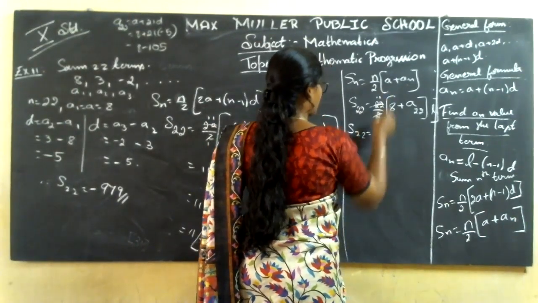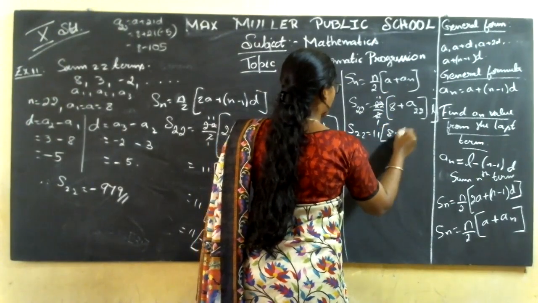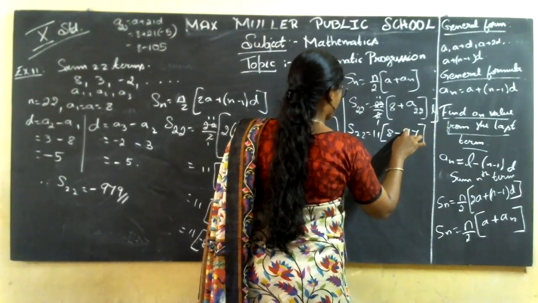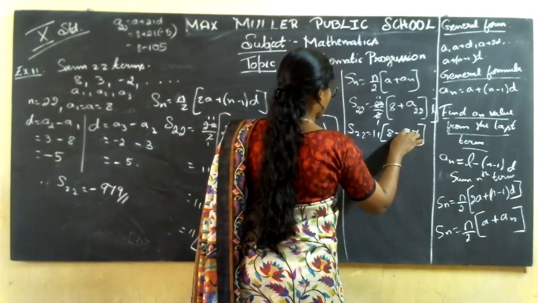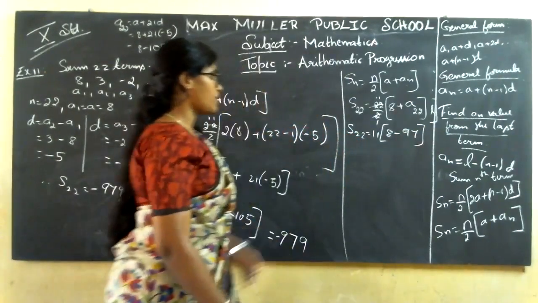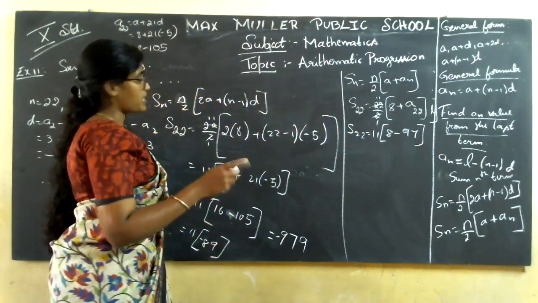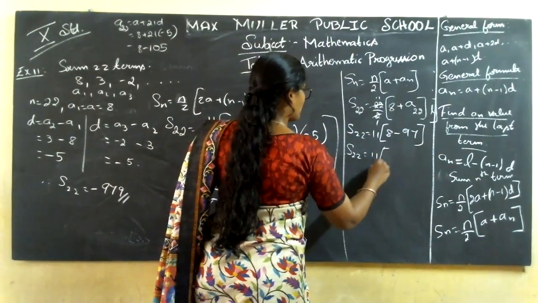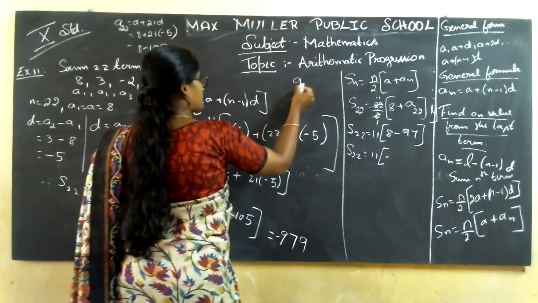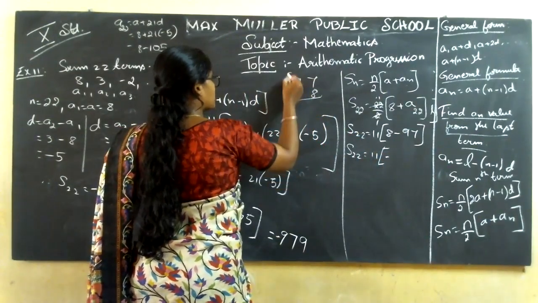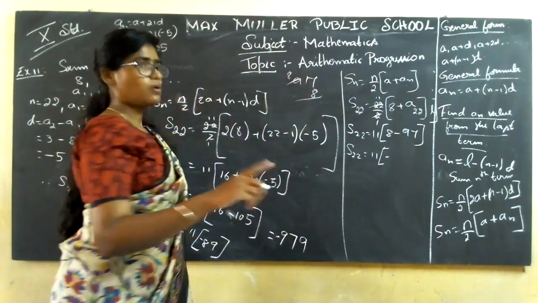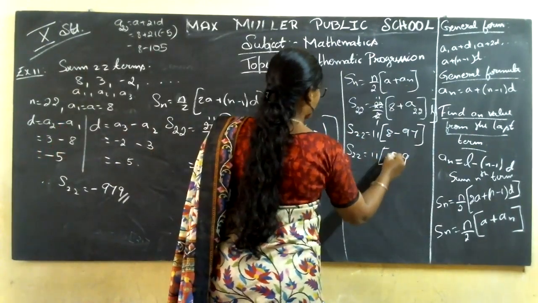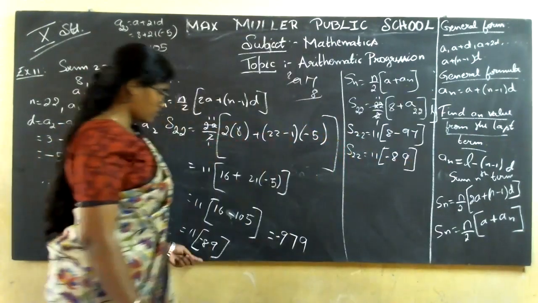2 ones are 2, 11s are 11. 8 minus 97. Check, children, it is 97, 4, 5, 6, 7. Yes, 97 itself. And in 97, now you need to subtract 8. Correct? That is minus 97. So the answer you get is also with a minus sign. So 97 and 8. This becomes 8 and this becomes 17. So 8 plus 8 is 16, and this is 9.